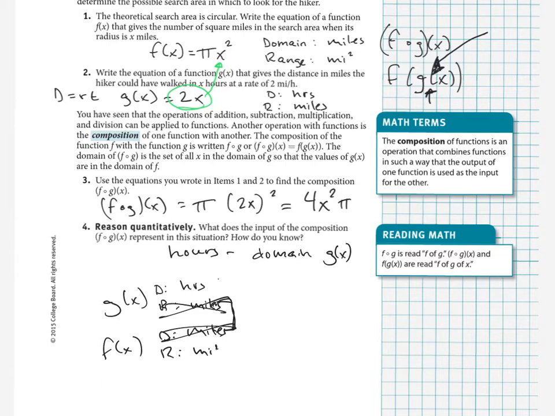So then when we do the composition, we're putting in hours and we're getting out miles squared. So the domain is hours and the range is miles squared, which makes a little bit more sense to our problem that we're facing with the search team.